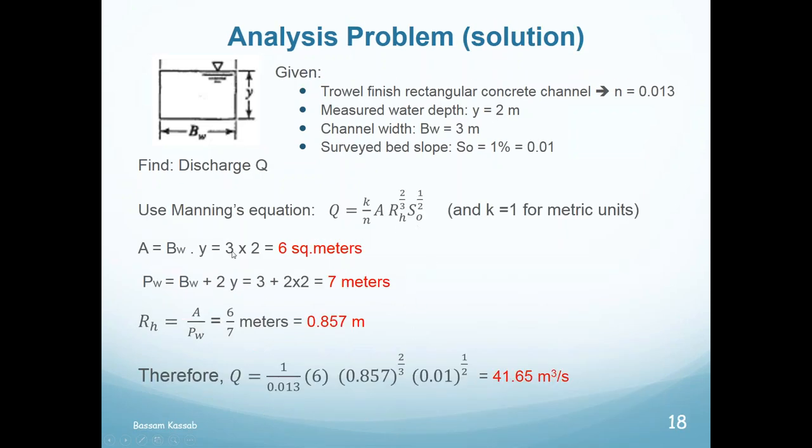Here is the answer. 3 times 2 is 6 square meters. Then for the wetted perimeter, you add 3 to 2 times 2. And then you get the hydraulic radius, 0.857. Then you plug in the values with k equal to 1 because we are using meters. Then take the square root of this part and raise the hydraulic radius to the 2/3. And you get 41.6 or 42 cubic meters per second.